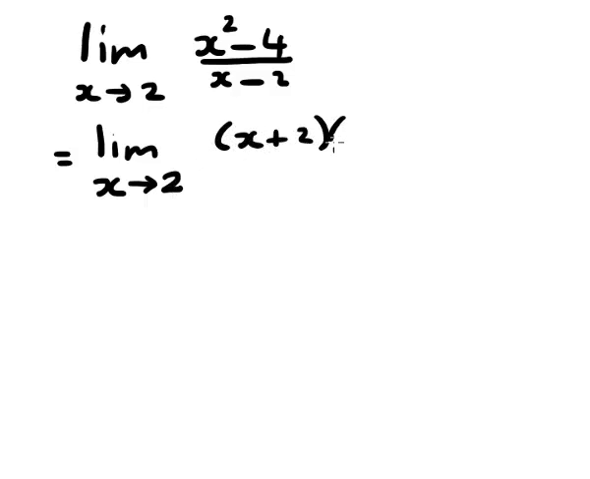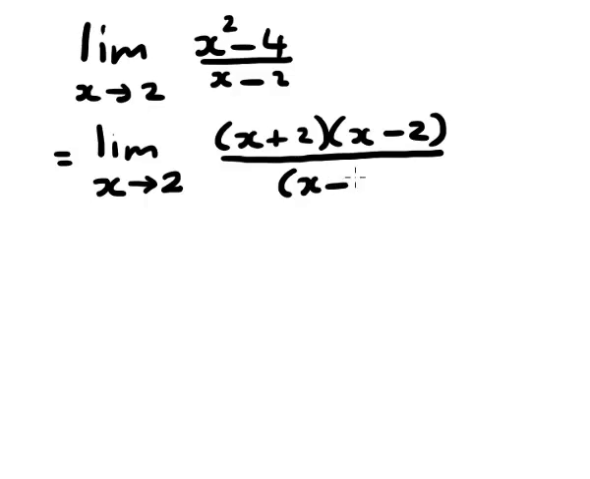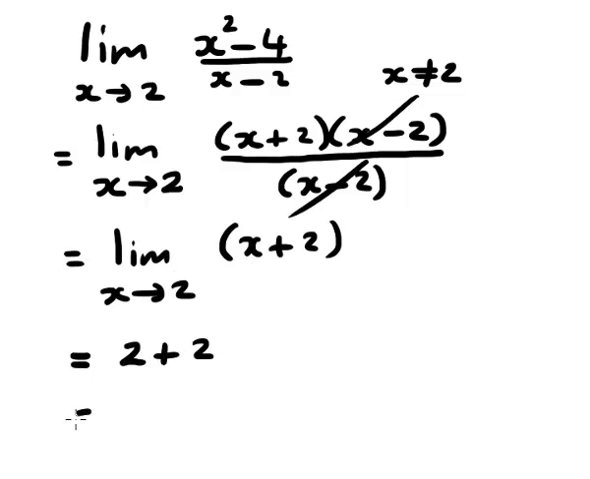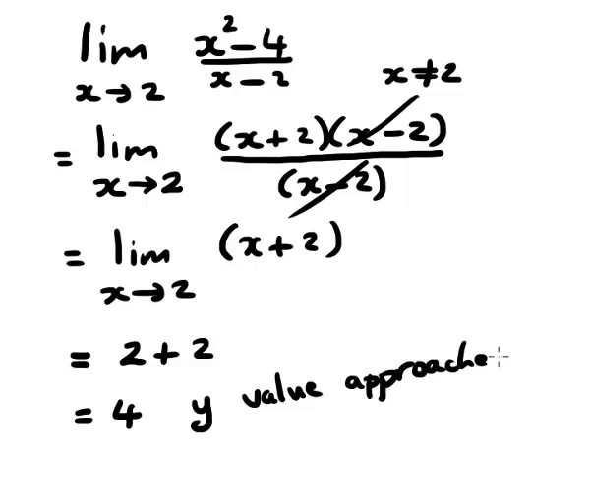X squared minus 4 can be factorized as x plus 2 times x minus 2, all divided by, in brackets there, x minus 2. Now these will cancel, and we can only do that if x cannot equal 2. Which then gives us the limit as x approaches 2 of x plus 2. Now that's nice, because when we now replace x with 2, we drop the limit symbol, and we go 2 plus 2, which is equal to 4. Now this is your y value approached. Now that's an important word. It's approached as x is approaching 2.